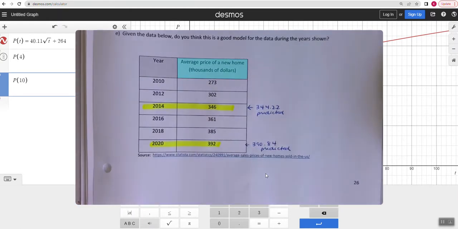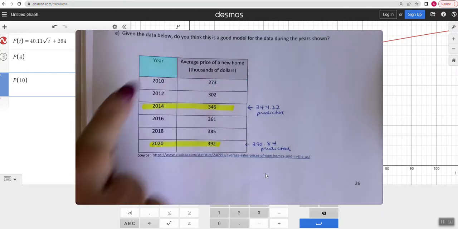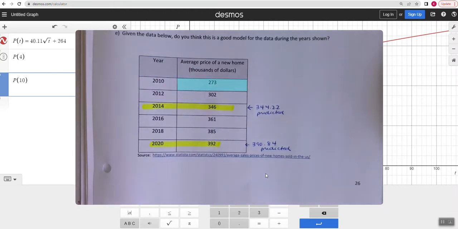So at least based on those two predictions, I feel like my model's done a pretty good job of predicting the actual average price of a new home. If I wanted to check it out even further, like we did last time, I could put this data into Desmos and see how well it lines up with the graph. So let's practice doing that for a moment.